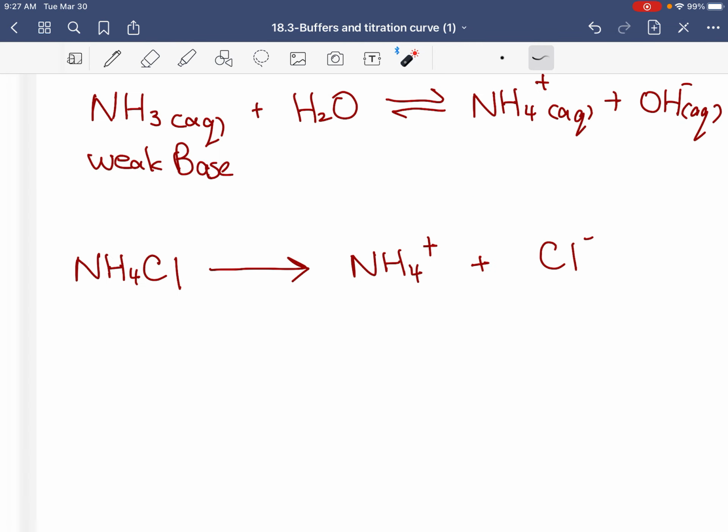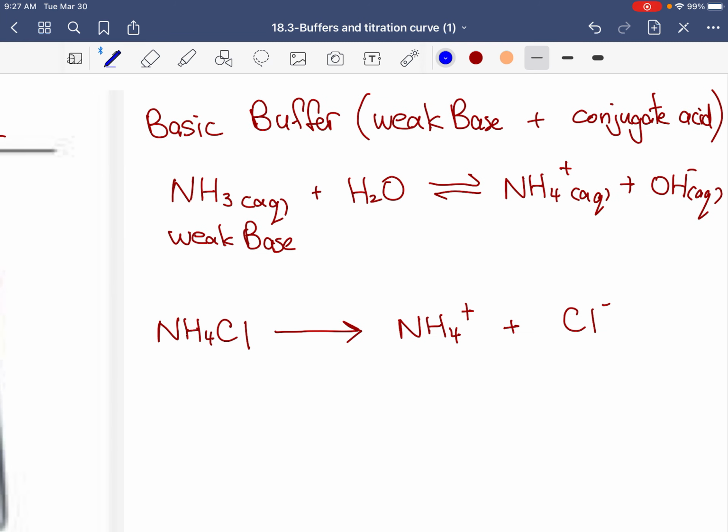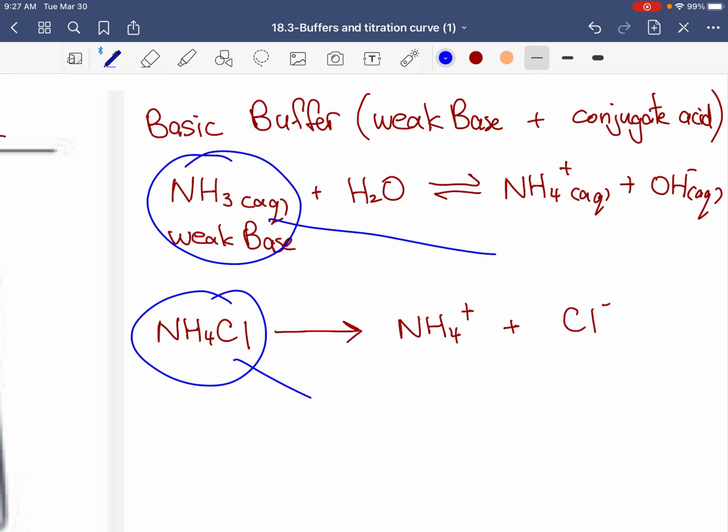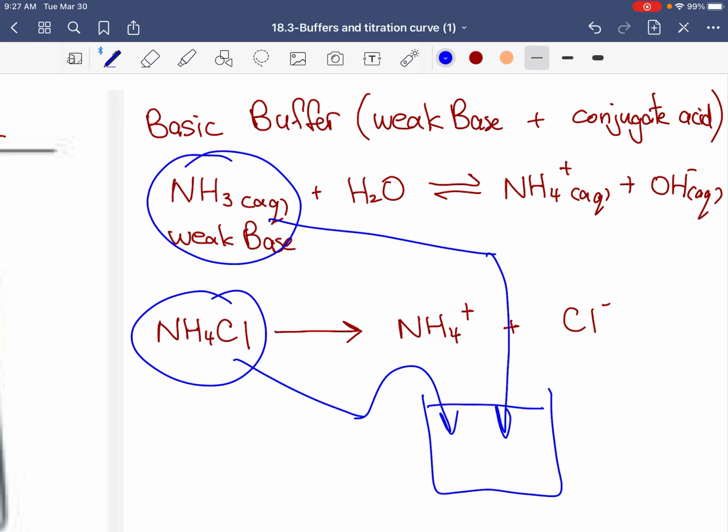Chloride is the anion that makes up a strong acid. So when they're strong, they're not going to play a role. They're not going to mess around. All right. There you go. You just made a basic buffer. So all you have to do is put this and this inside a beaker full of water, and you have yourself a basic buffer.